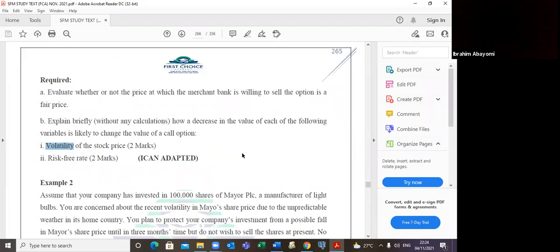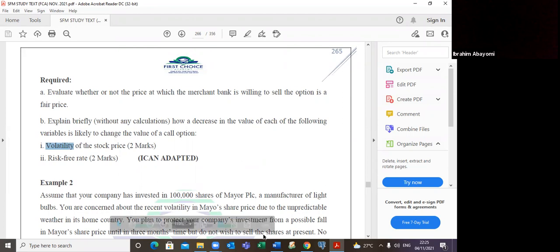While a decrease in the risk-free rate will have the same effect, because if your risk-free rate decreases, it means the present value of the exercise price will increase, isn't it? The higher the discount rate, the lower the present value. The lower the discount rate, the higher the present value. Are we there?